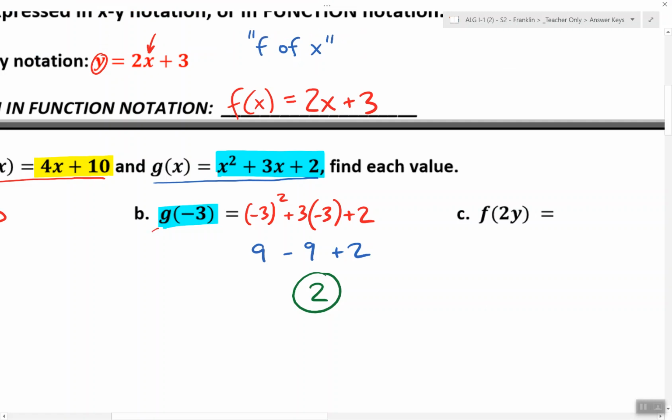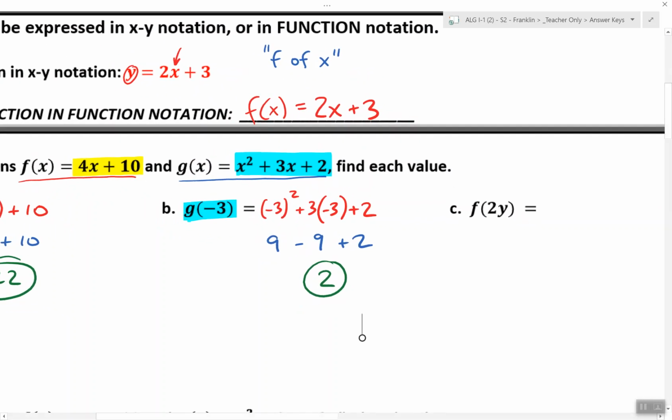We didn't use the g of negative 3 anywhere else in this problem. It just told us what function to use and what the input value is. All right, last example in this section, f of x again.